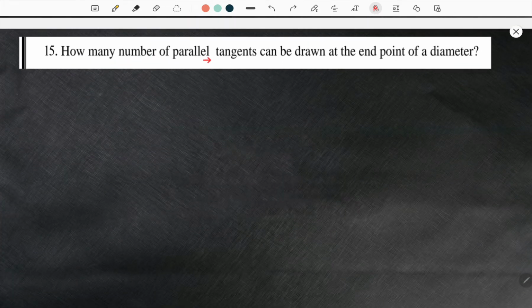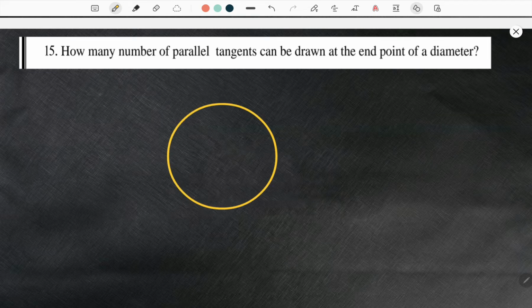How many parallel tangents can be drawn at the end points of a diameter? Look at this. Diameter means there must be a circle. Here is a circle, and here is the center, and here we have one diameter. Let me name it as AOB. So how many parallel tangents can be drawn at the ends of the diameter? How many can we draw?